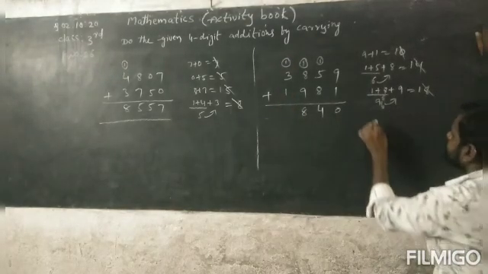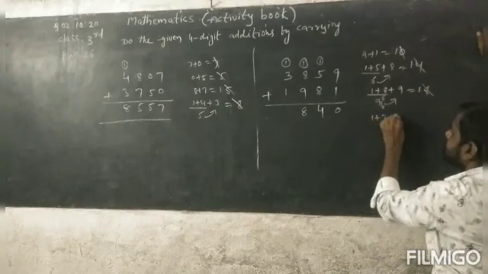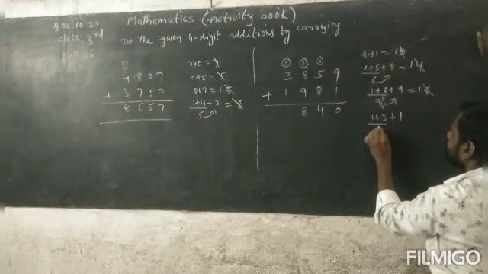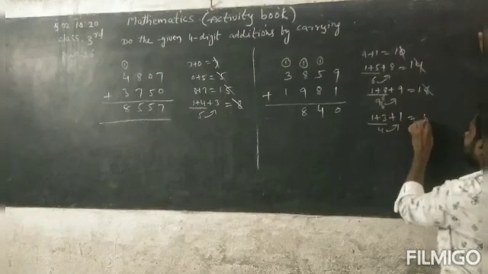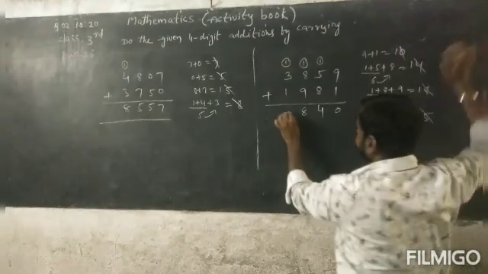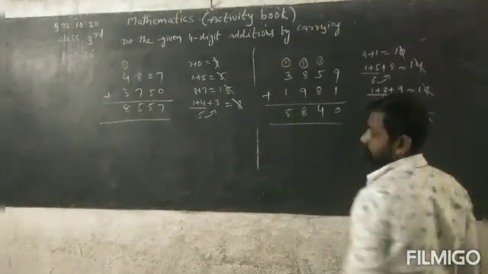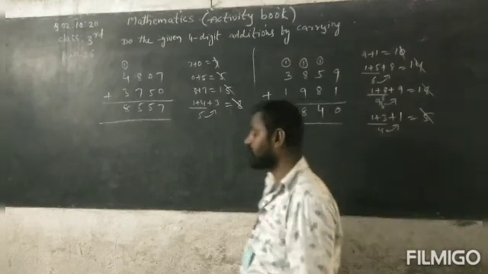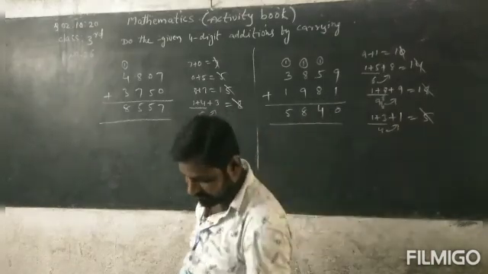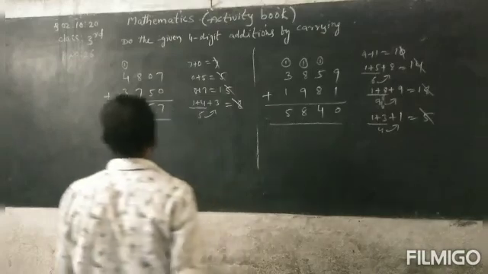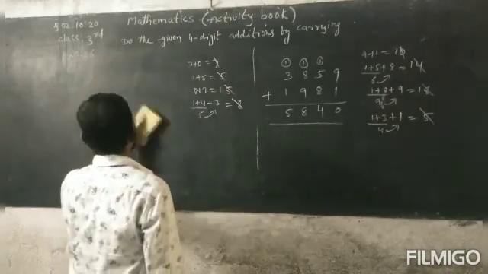Next, add the digits in the thousands place. 1 plus 3 plus 1. 1 plus 3 is 4, 4 plus 1 is 5. You can write it directly. The sum is 5,840.